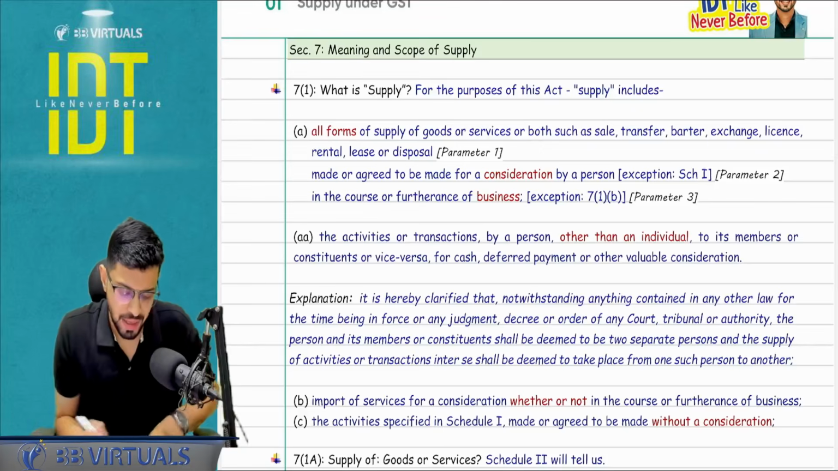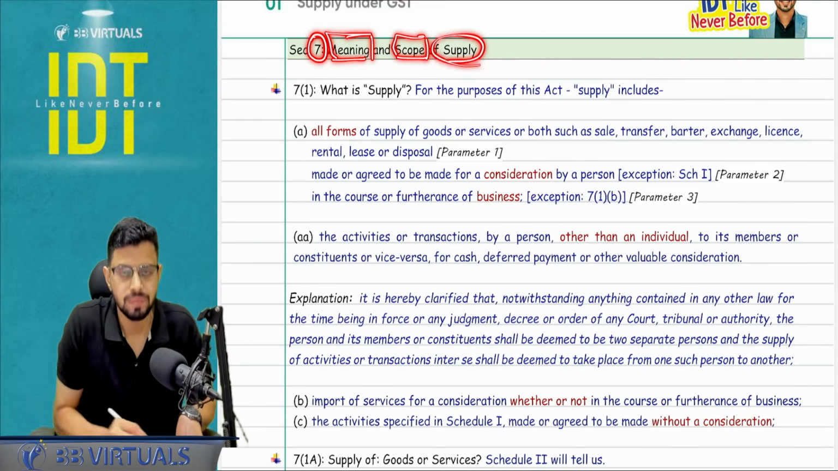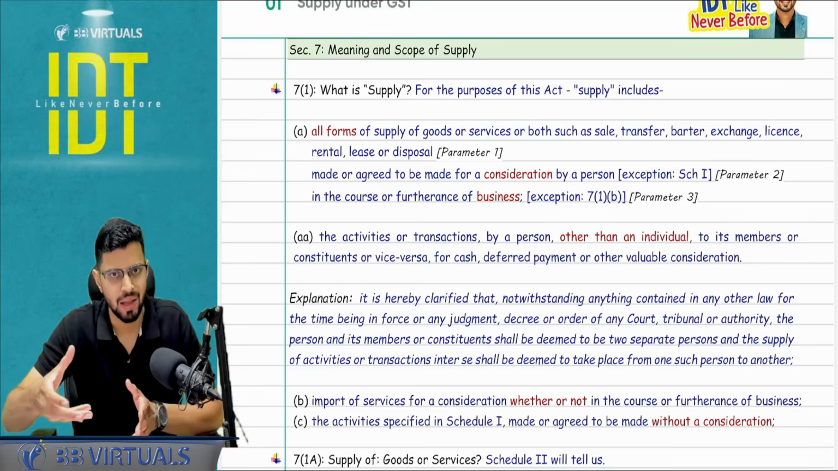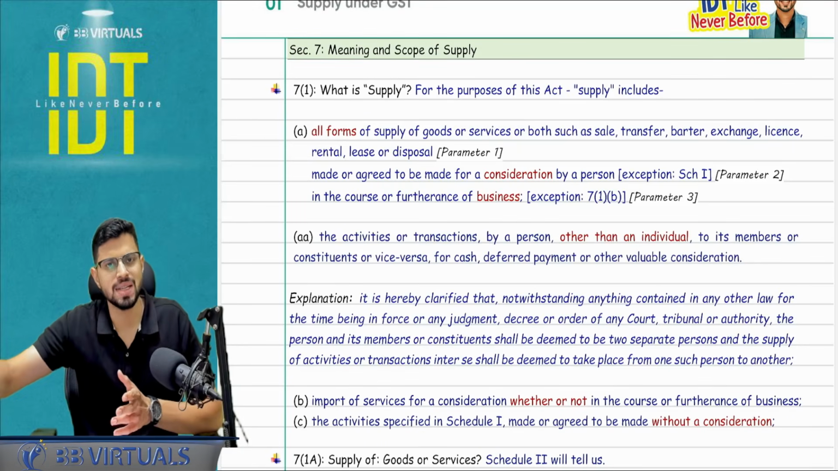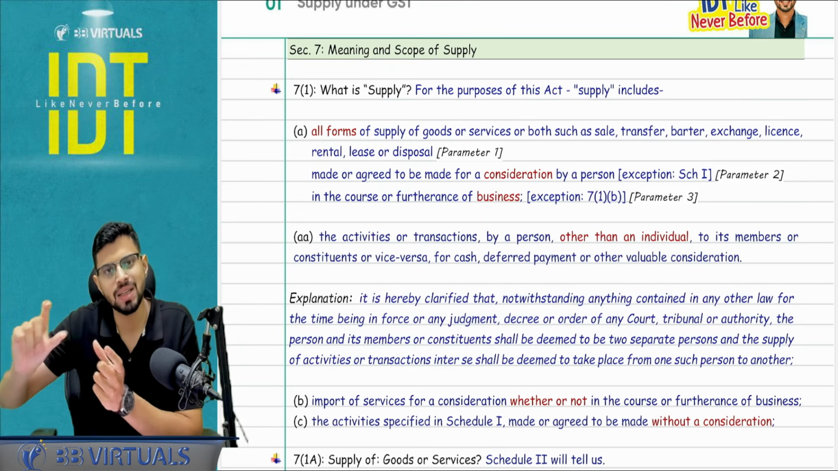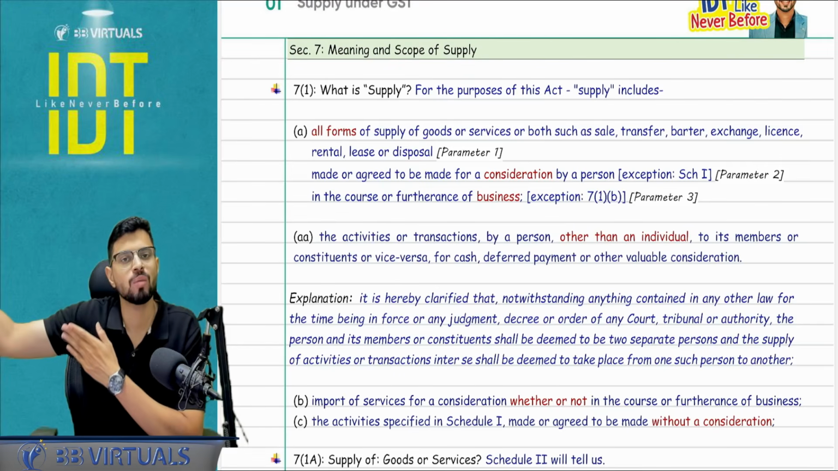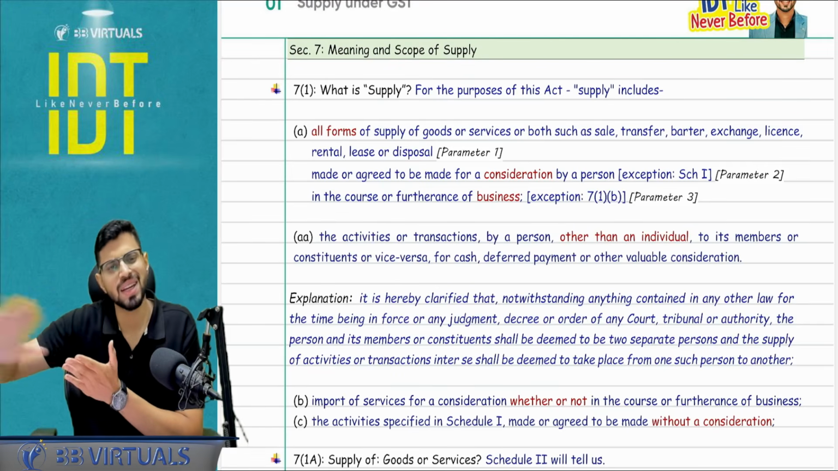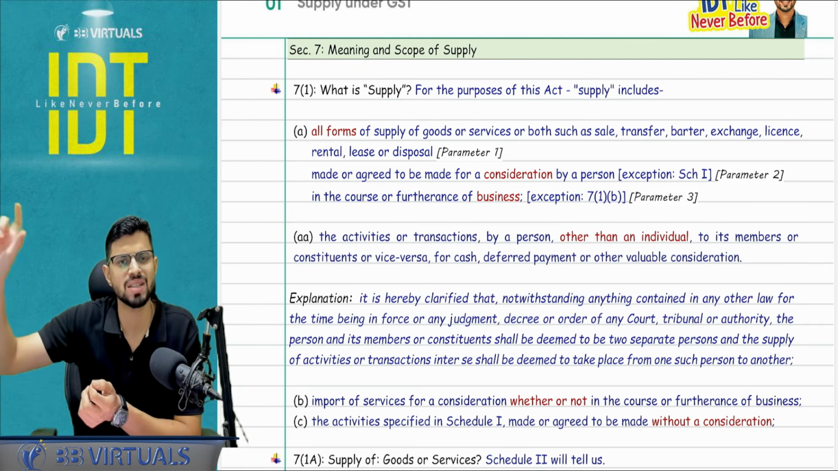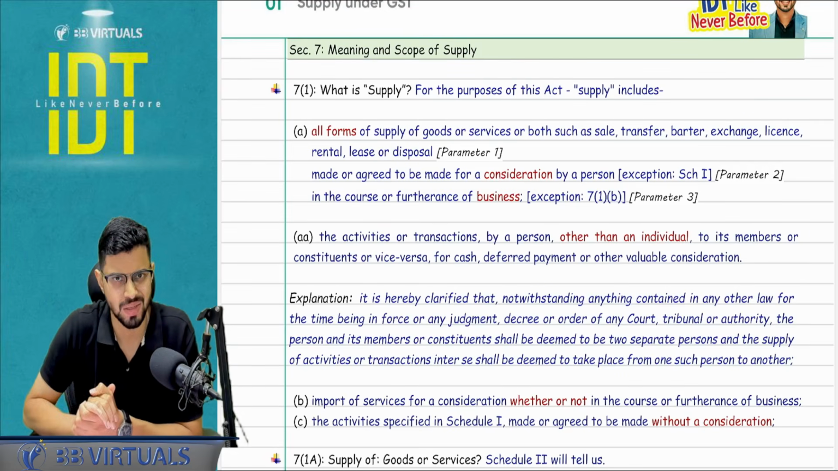Let's start. Section number 7, meaning and scope of supply. Basically what happens, all these sections supply, it can be interstate supply, it can be intrastate supply. So same thing will apply for IGST Act as well. Only there are certain things which apply with respect to interstate trade and commerce that we cover from the IGST Act. Balance everything it is from CGST. The primary law is CGST only. Okay, IGST just covers certain extra aspects with respect to the interstate trade commerce.